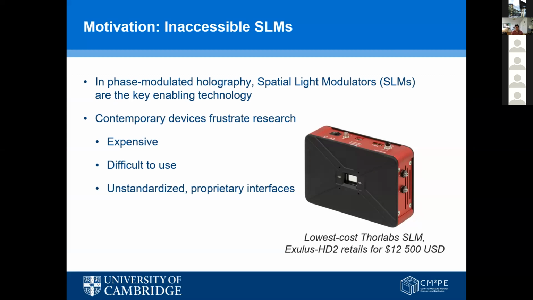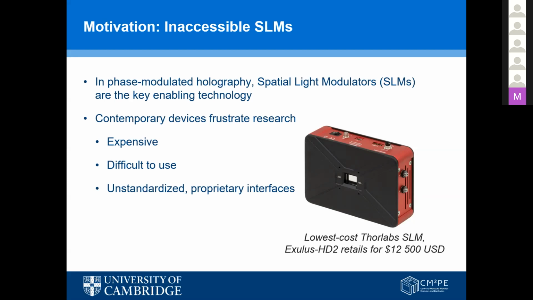Spatial light modulators are a type of liquid crystal display which modulate the phase of light. But they can also modulate amplitude, but specifically for phase modulated holography, we're interested in devices which modulate the phase of light. And by being able to modulate the phase of light, you're able to introduce diffractive and interference effects, and that allows you to produce your holograms in your various applications.